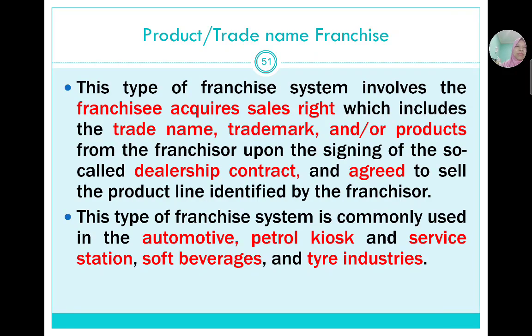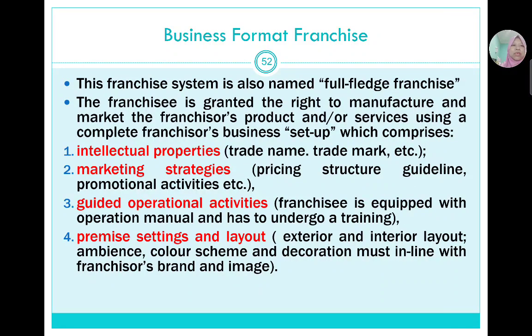Okay, product or trade name franchise includes the trademark and dealership contract. This is like selling cars, the car sellers for Proton or Toyota; they are doing a product trade name franchise, similar to petrol kiosks like Petronas and so on.